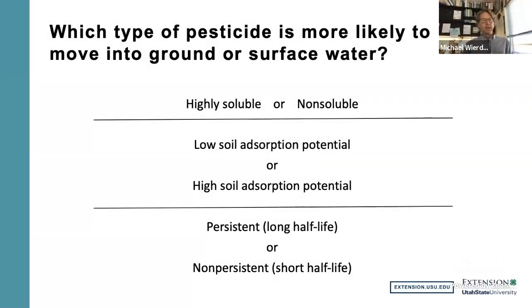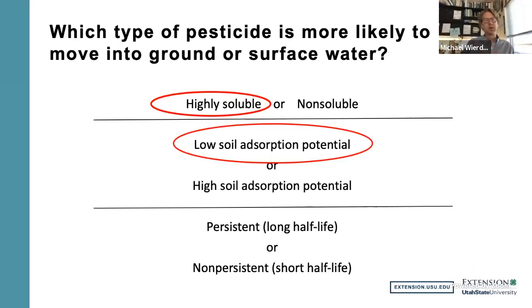So if we look at these comparisons, the question is which type of pesticide is more likely to move into ground or surface water. Would it be a highly soluble or a non-soluble pesticide? It would be the highly soluble. If you have low soil adsorption potential versus high soil adsorption potential, the one with the low soil adsorption potential has a higher probability of moving into water because it's not binding strongly to that soil.